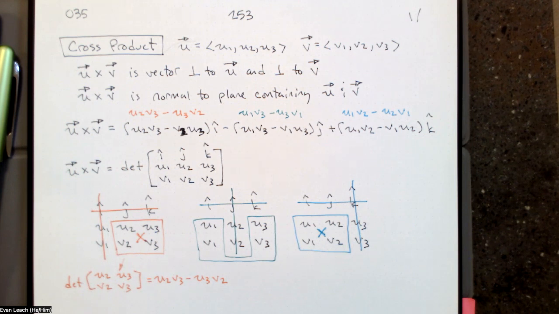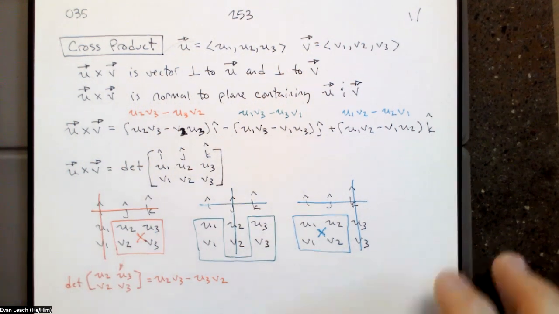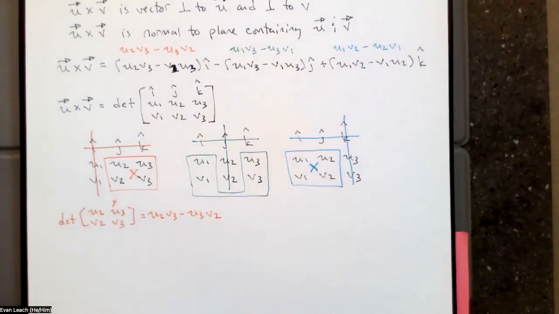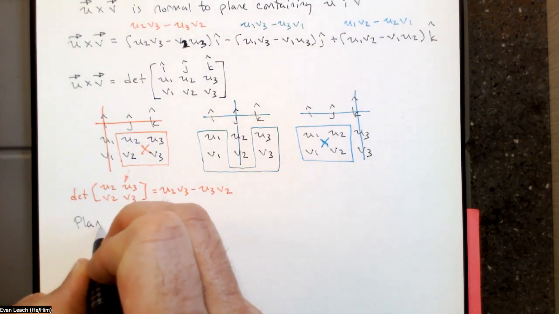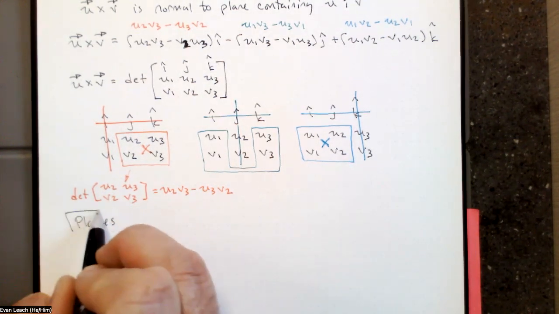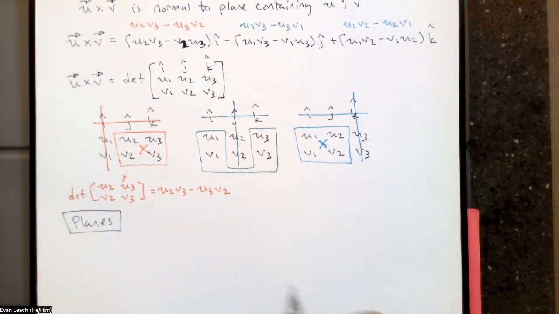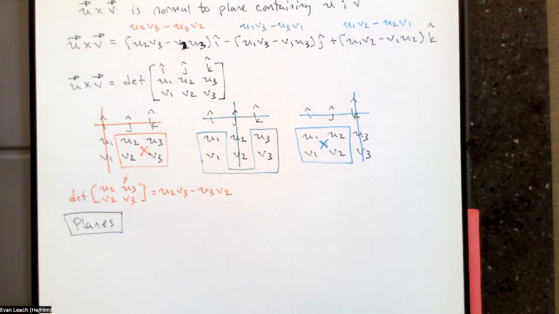All right, let's talk about where the normal vector shows up in a plane. So we had a couple of ways we represent planes. Remember that any two non-collinear vectors define a plane, and we can also define a plane as everything perpendicular to one vector.